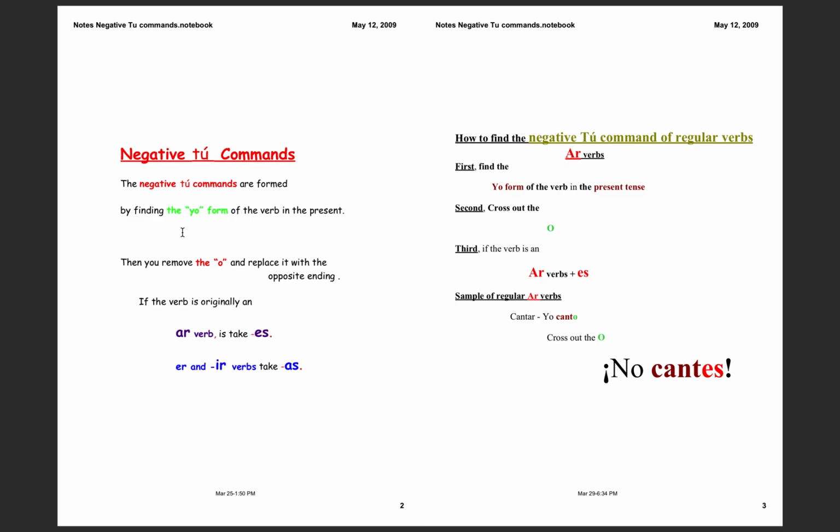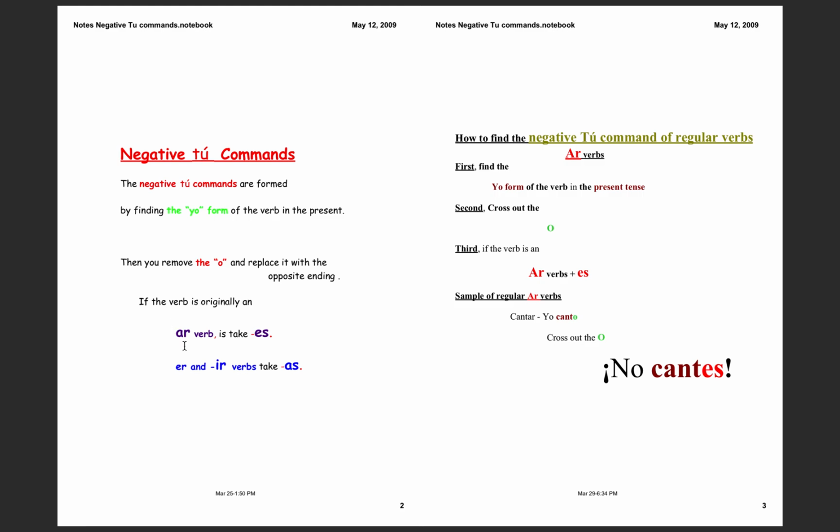First, take your verb, whatever it is you're going to make a command. We're going to use the verb cantar, to sing. We're going to tell somebody, don't sing, you're annoying me. Okay, so we want to say cantar. So the first thing is put that verb in the yo form. This is to make a negative tú command. Put it in the yo form of the present tense. It's yo canto. We're not going to use that, but what this is saying is take the word canto, okay, and remove the o. And then you're going to replace it with the opposite ending.